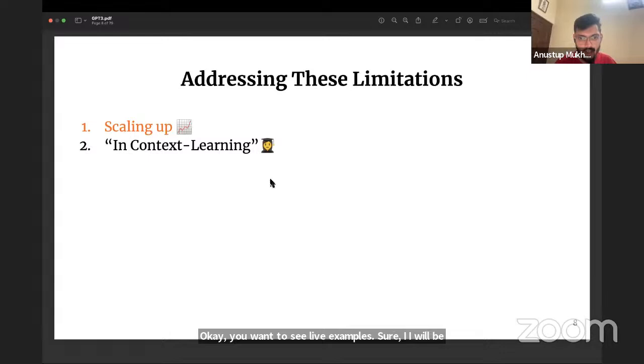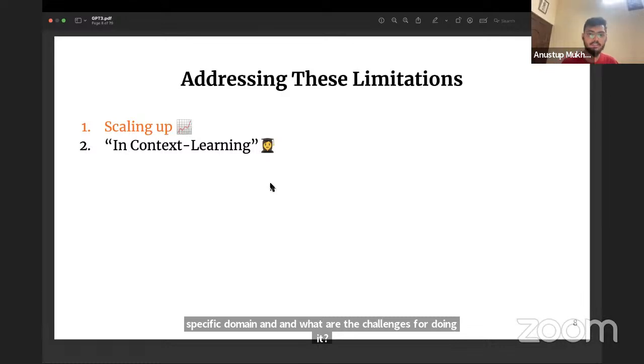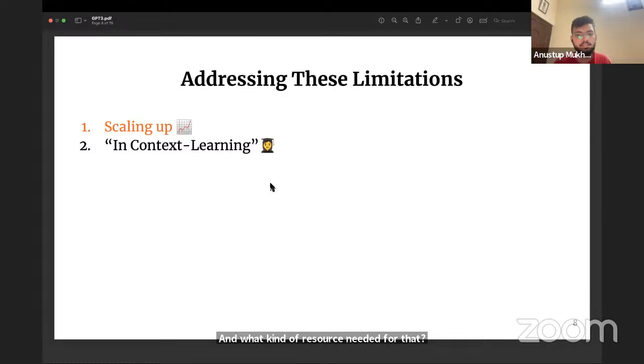First, how can we use GPT-3 to create a chatbot focusing on a specific domain and purpose? And what are the challenges for doing it, and what kind of resources are needed for that? Okay, so basically, what kind of domain are you targeting? I guess you will not be hitting any domain that is not set as an industrial standard, for example, financial or education. Okay, so I'm taking a very large scale or universal domain.